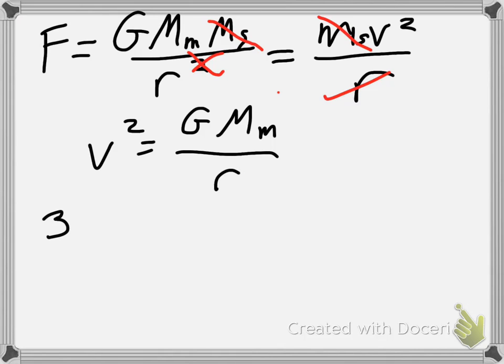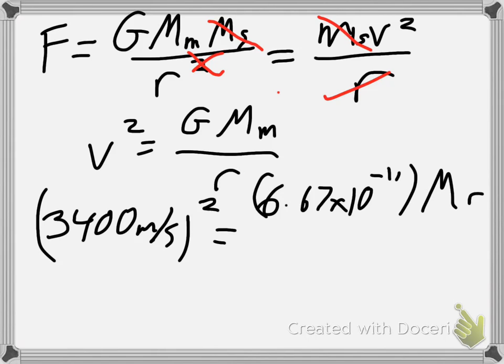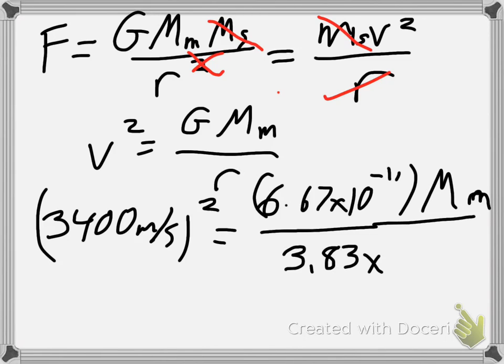So we just plug in what we know: 3,400 meters per second, squared, equals G, 6.67 times 10 to the negative 11th, newton meter squared per kilogram squared. I'm just going to leave these units off because it's a little tough to write on an iPad. Times the mass of Mars, all divided by the radius of the orbit, which is the 3.83 times 10 to the 6 meters.